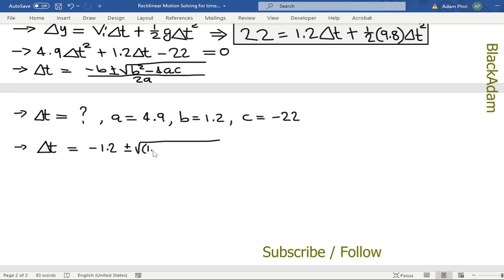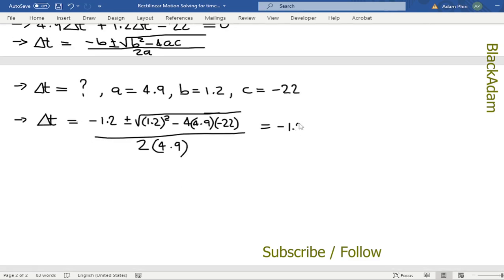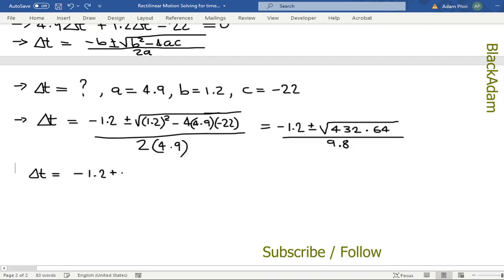So from that information we have change in T is equal to negative 1.2, for negative B, plus or minus the root of 1.2 squared minus 4 times A, which is 4.9, times C, which is negative 22, all over 2 times 4.9. Okay, and then our answer will be negative 1.2 plus or minus, all that in the root gives us 432.64, divided by 9.8.